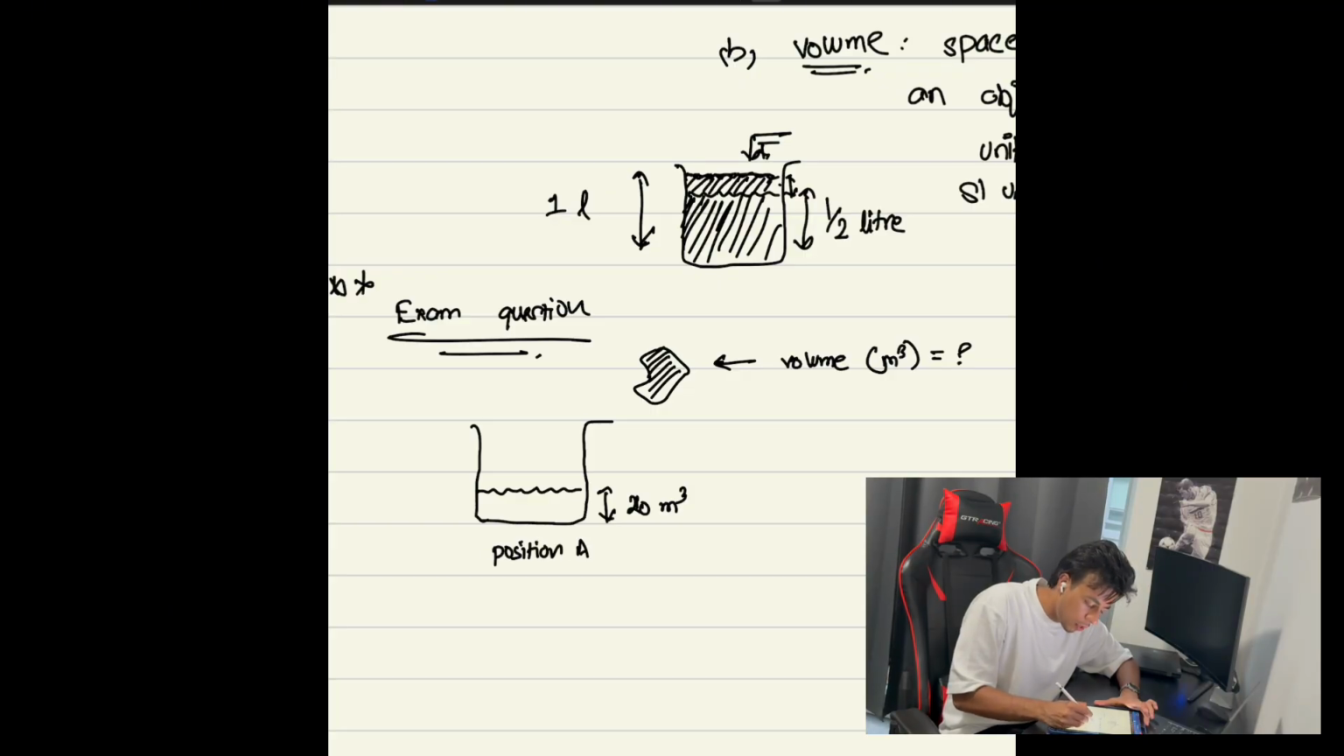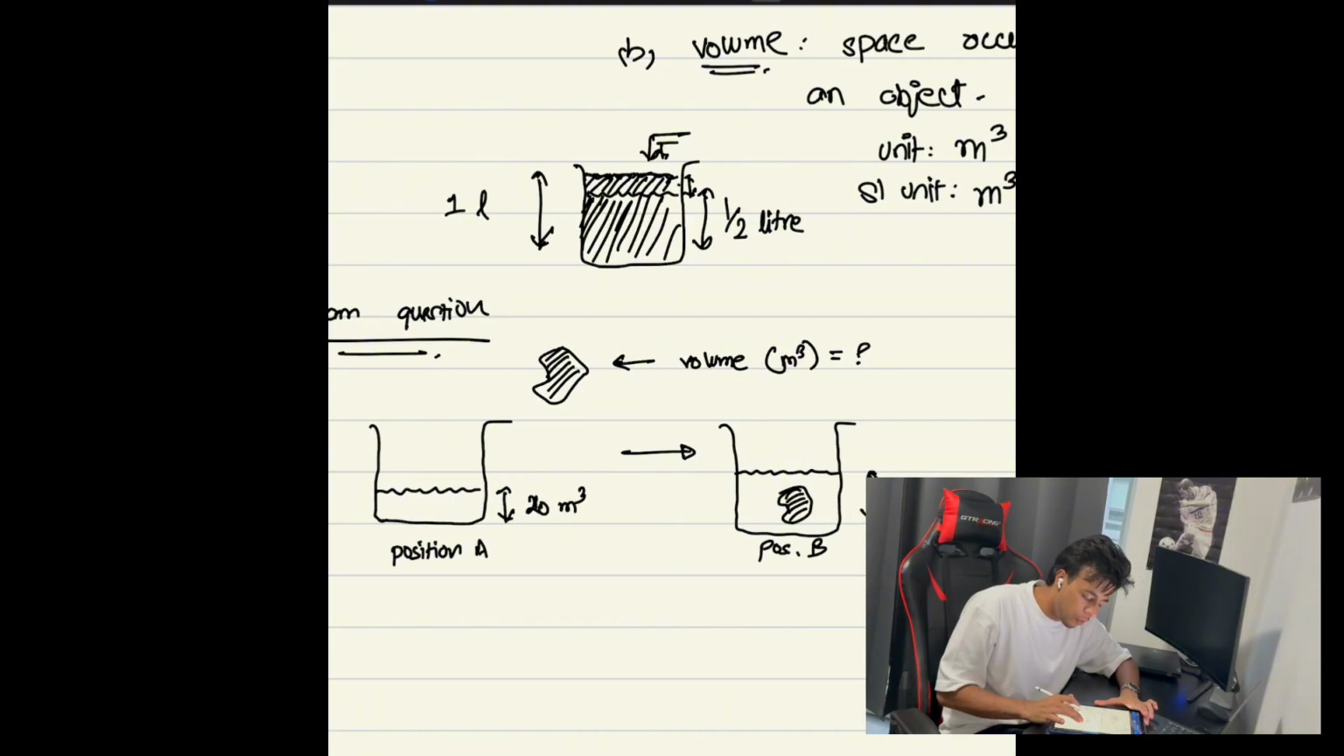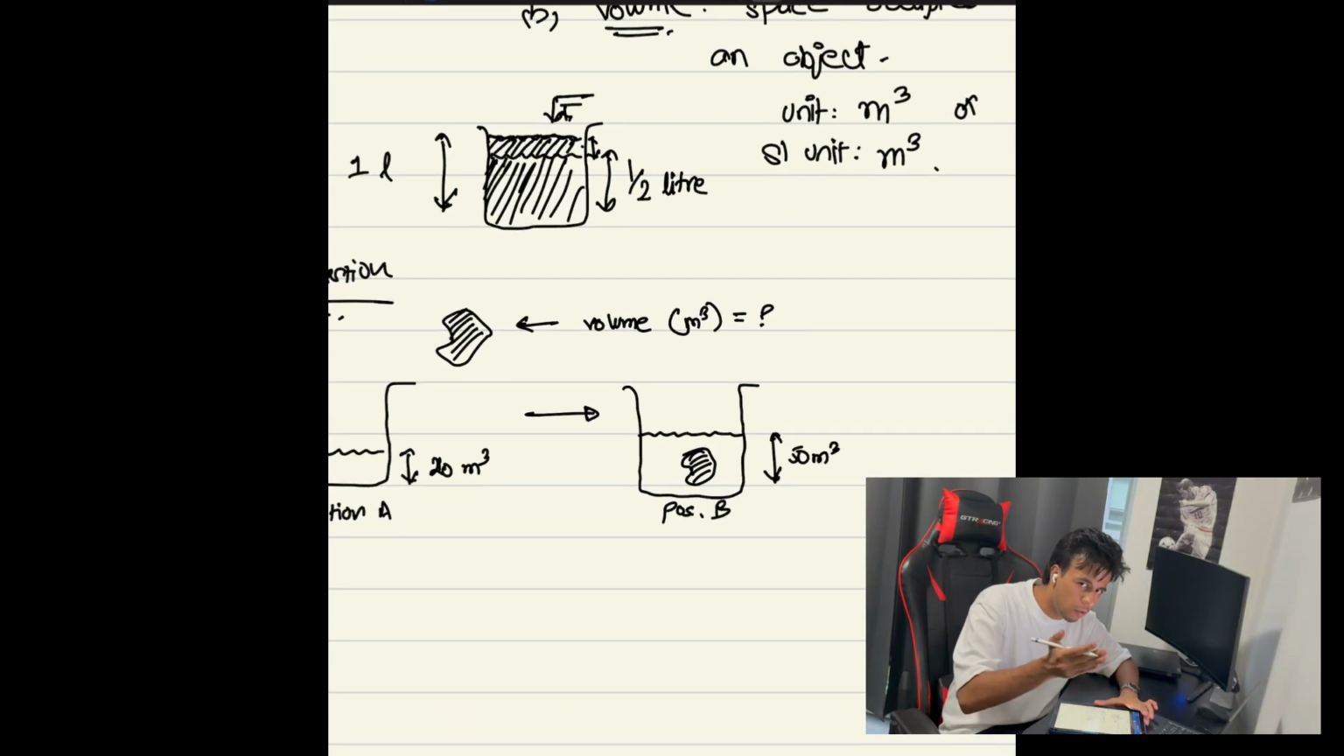And then you ended up adding a rock to the existing water, and obviously the water level is going to rise up to this point, but now there's a rock in it, and let's say this is position B. Now this right here is 50 meter cube, right? So the water level rises. So what is the volume of the rock?